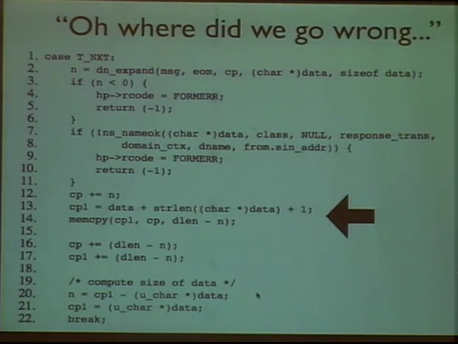we've got 12 and 13. So we increment the position of the current character pointer CP where the compressed data starts by the length of the expanded domain name, which is kind of odd. Why don't you continue with that?